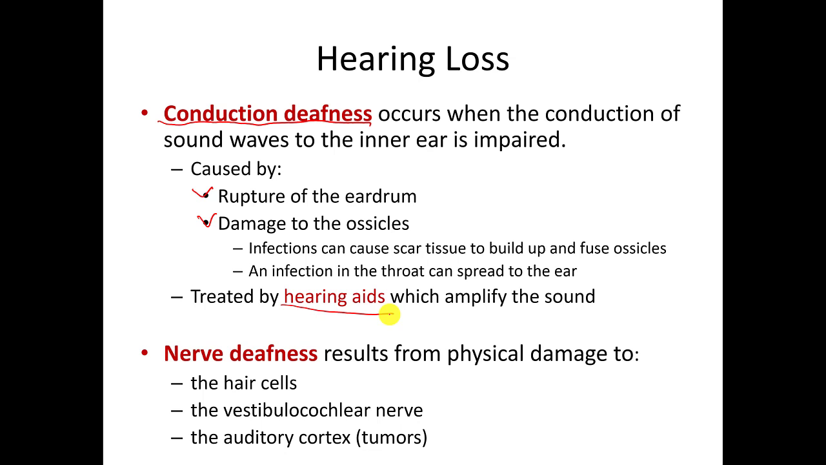The other kind of hearing loss we have is called nerve deafness. This is physical damage to the nerve or the hair cells. So, being exposed to really loud noises for a constant long period of time damages those hair cells. They do not grow back. That's nerve deafness. Damage to the vestibulocochlear nerve, or even damage to that portion of the brain, that cortex called the auditory cortex, results in nerve deafness.